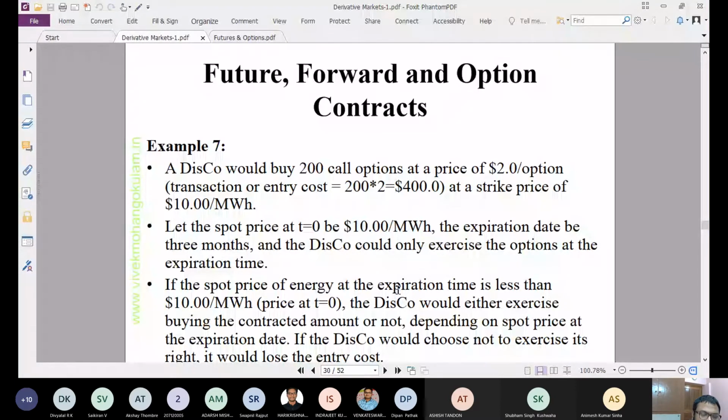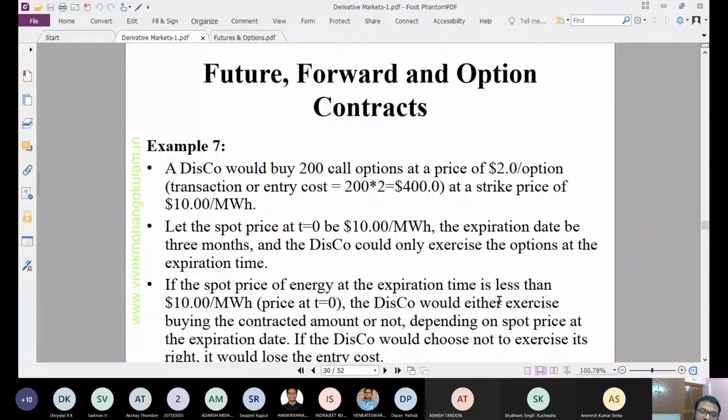And call option is the right to buy. So in future, according to the price, either he can exercise the call option or not. That means he can either exercise the purchase or not because he is a buyer. Okay, a call option is the right to buy. Let the spot price at T equals 0 be $10 per megawatt hour. The expiration date be 3 months, and the distribution company could only exercise the options at the expiration time.